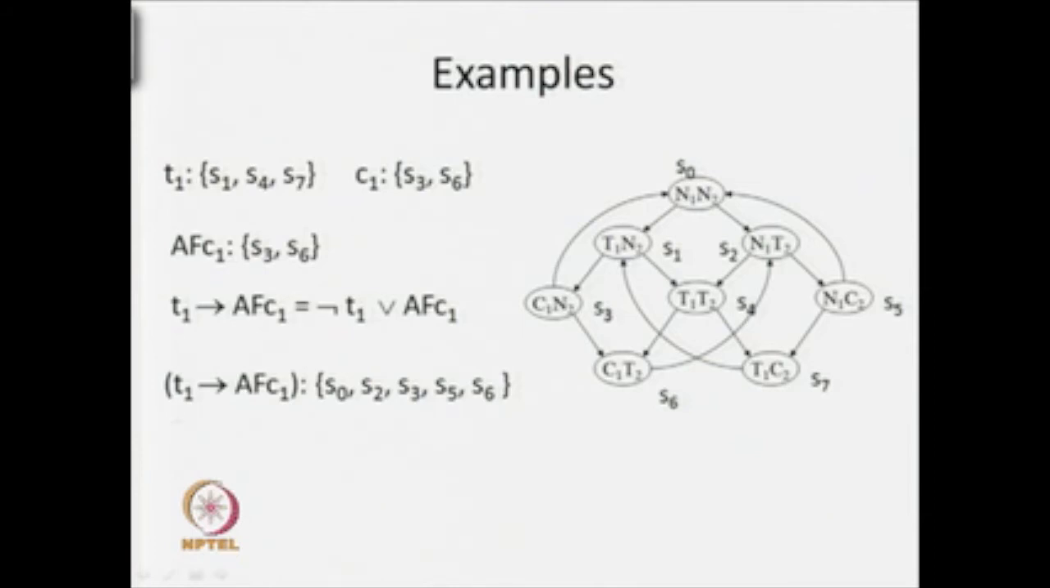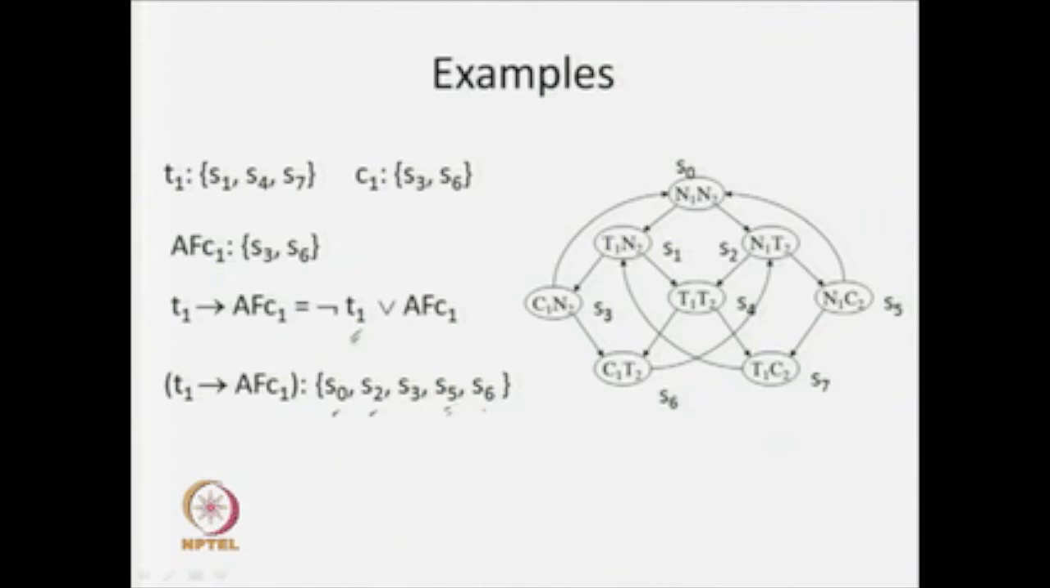So, T1 implies AFC1 will be true in S0, S2, S3, because in S0, S2 and S5, this particular three-state set, not of T1 is true. So, due to this component, these three states are coming, and AFC1 is true in the other two states, S3 and S6. So, these are coming due to this reason.